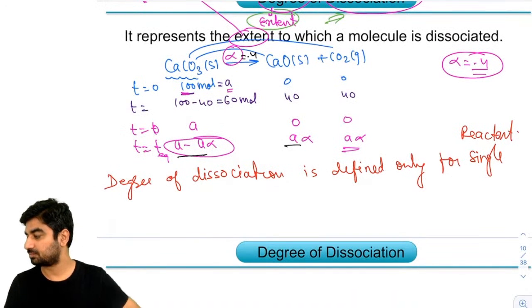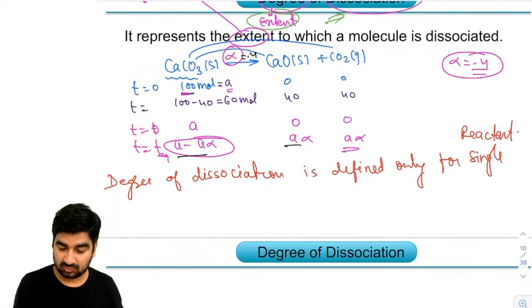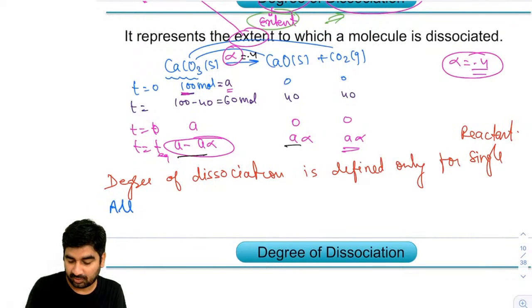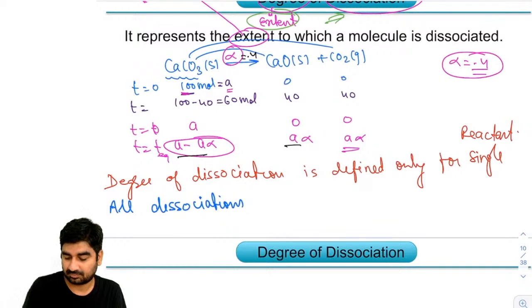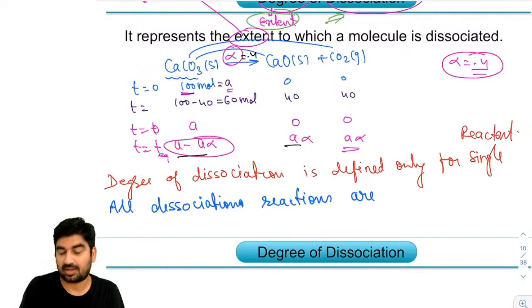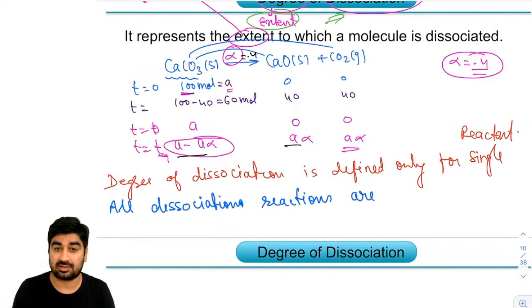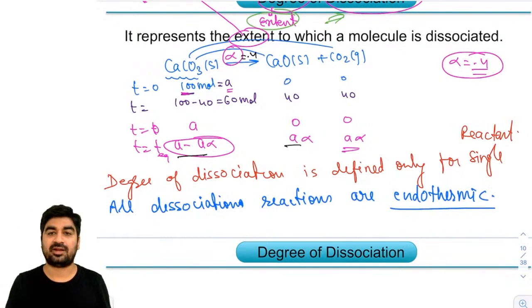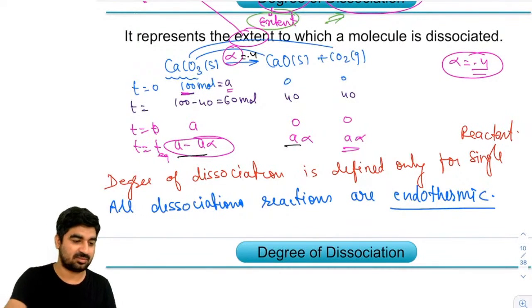So note it down, and just note down one more point. That point is: all dissociation reactions are endothermic. What do you mean by endothermic? Endothermic means they require some heat.